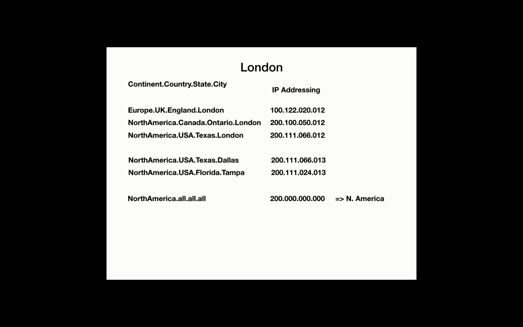Now, to refer to all the cities in North America, we say North America dot all dot all dot all, and in networking, it's represented by zeros. So if we have to generate a code for North America, it'll be 200.0.0.0. Same way for USA, it'll be 200, the code for USA, dot 0.0.